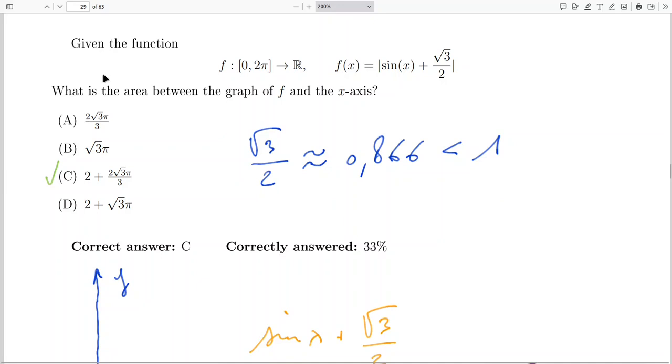Okay, so the question is, given a function f from 0 to 2 pi of the absolute value of sine of x plus square root of 3 over 2, what is the area between the graph of f and the x-axis? And then you get 4 values. Square root of 3 over 2 is approximately 0.866, which is obviously smaller than 1.